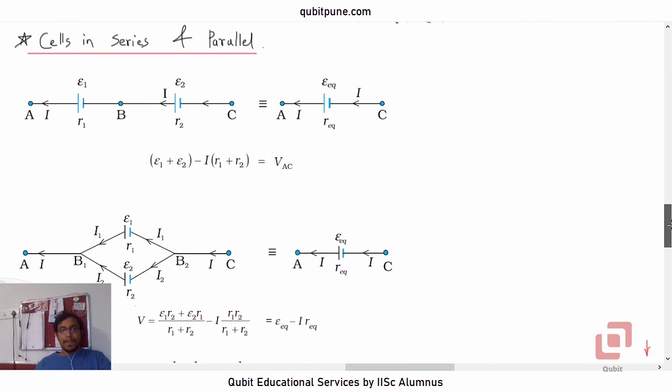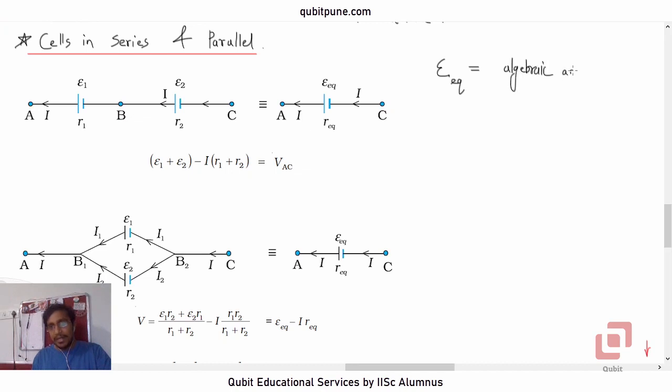Next, if you connect cells in series, then you have to algebraically add their EMFs and you have to add the resistors. So epsilon equivalent is the algebraic addition of individual EMFs. What do I mean by that?